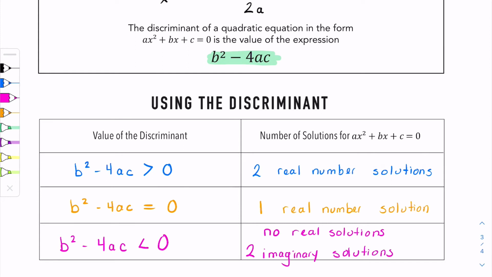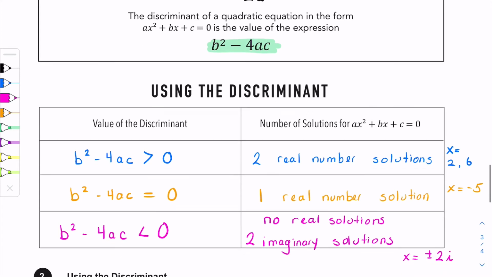Before I go over the examples, let's just talk about what these numbers could look like. So 2 real number solutions could be something like x equals 2 and 6. Those are 2 real number solutions. 1 real number solution could be something like x equals negative 5. And no real number solutions, 2 imaginary solutions, could be something such as x equals plus or minus 2i. So you have positive 2i, negative 2i, both imaginary.